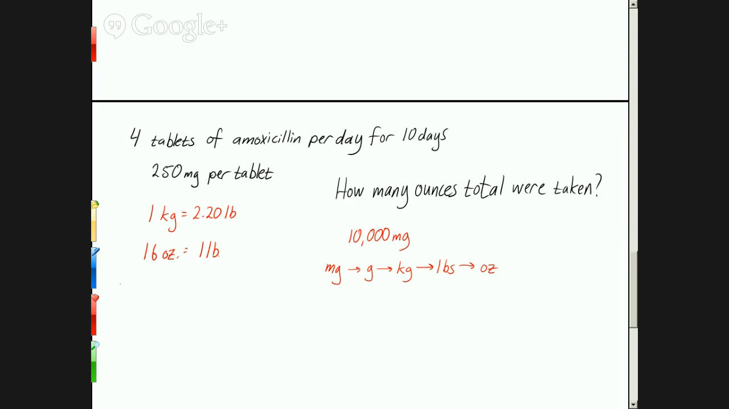In each case, we're going to set up a conversion to cancel out that first one and end up with the second one. So we start with milligrams, then we cancel milligrams to get grams, cancel grams to get kilograms, cancel kilograms to get pounds, cancel pounds to get ounces. So there's going to be a few little fractions there. With that started now, see if you can set that up and continue.